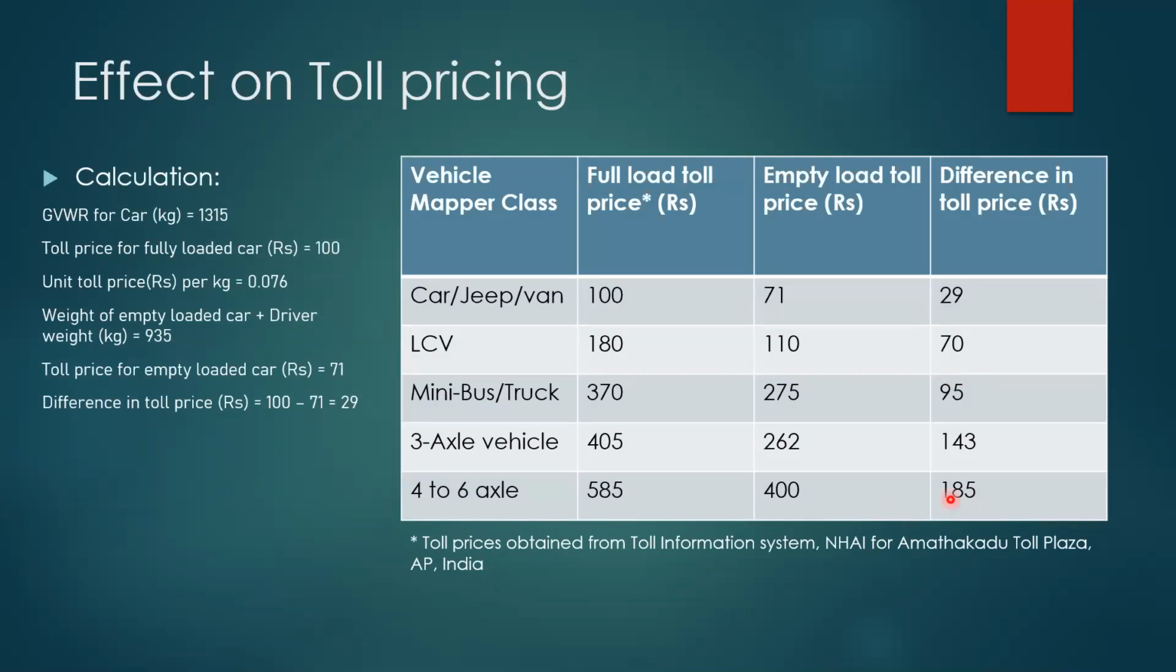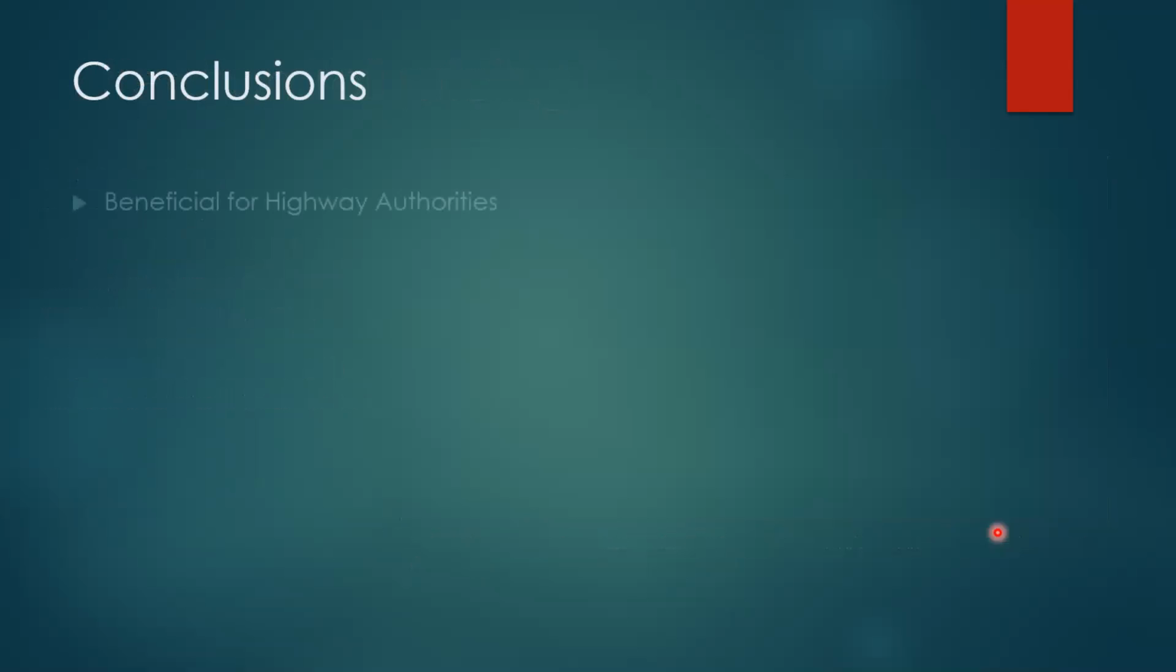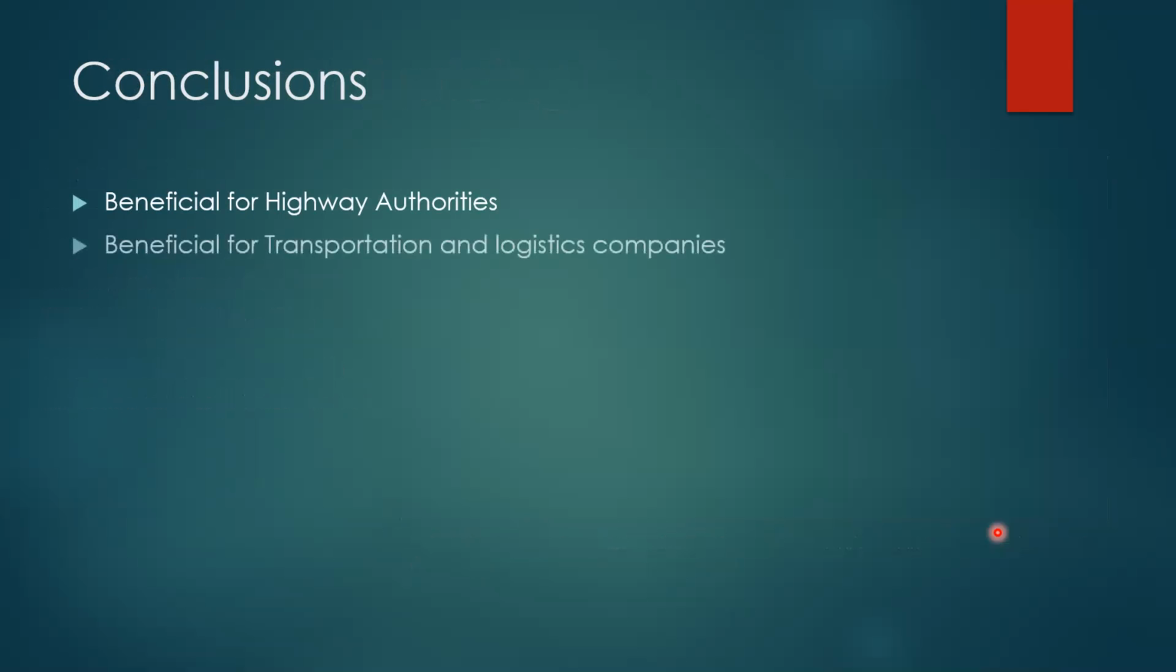So any transportation or anybody who's commuting will be able to save the amount of money in the last column that I'm showing. So he will be able to save that much money. So finally concluding, this is beneficial for the highway authorities because they will be able to track which vehicles are moving and which vehicles have been stolen or which vehicles are insured, like I said.